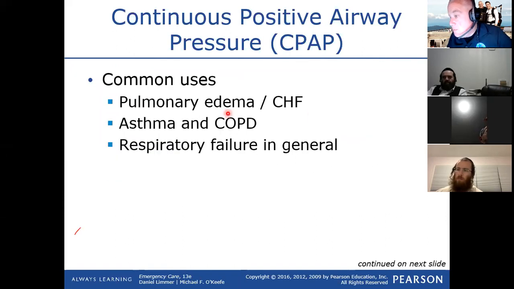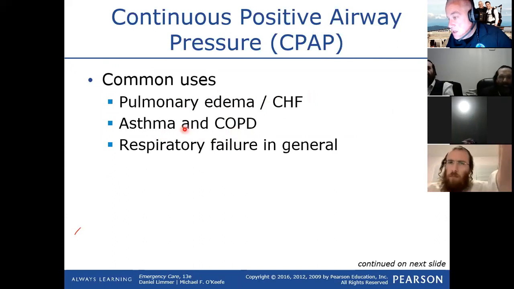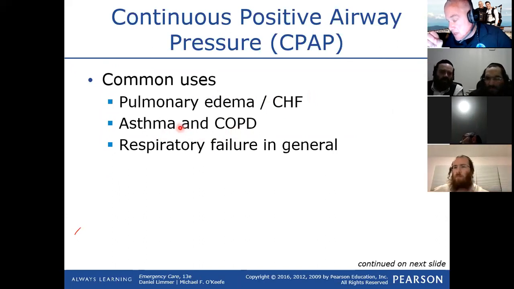Okay. So where do we usually use it? Pulmonary edema, congestive heart failure, fluid in the alveoli, asthma, COPD. In asthma, the airways are tight. It helps to open them up. In COPD, the alveoli are collapsed. It helps to open them up.